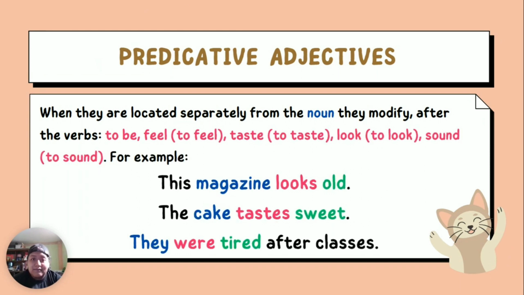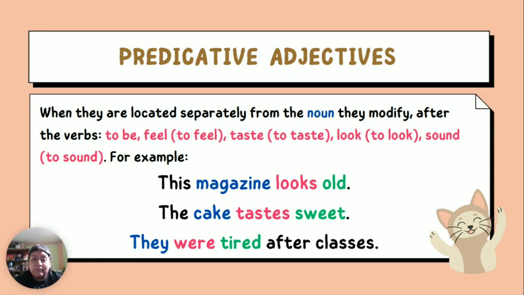Predicative adjectives. When they are located separately from the noun they modify. After the verbs to be, to feel, to taste, to look, to sound. For example, this magazine looks old. Magazine is the noun, looks is the verb, and old is the adjective.